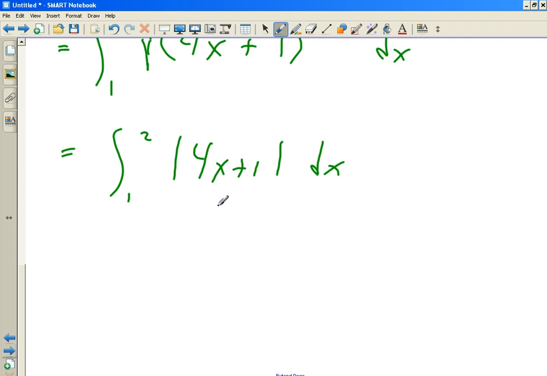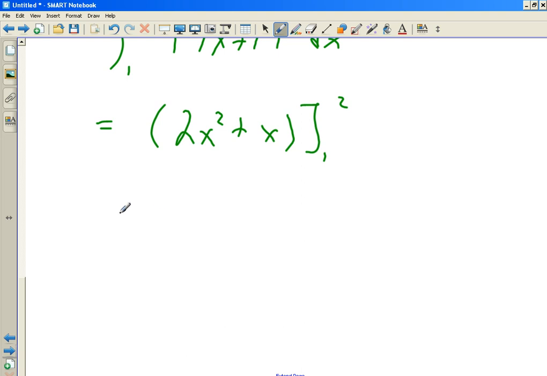So how do you integrate that? Ignore the absolute value. Think of it as parentheses. This isn't even u-substitution. This is even easier. It's x squared over 2 times 4, which is 2x squared, plus x, evaluated from 1 to 2. Was that so terrible? Okay. Plug in 2. You get 2 squared is 4 times 2 is 8, plus 2, minus plug in 1. 1 squared is 1 times 2 is 2, plus 1. So guess what you get?